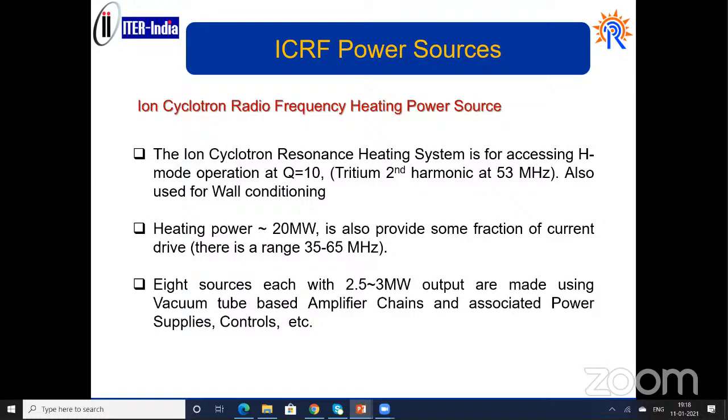We also have the ICRF power sources, basically ion cyclotron radio frequency heating, which heats in the 35 to 65 megahertz range. We are going to give eight sources of 2.5 megawatt each, making up to 20 megawatt, and this is required for accessing the H mode of operation.